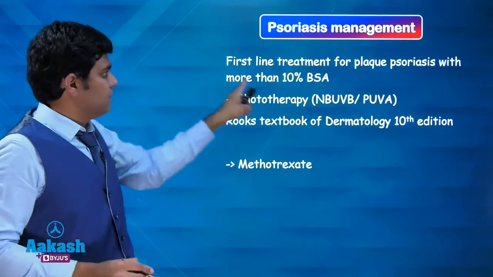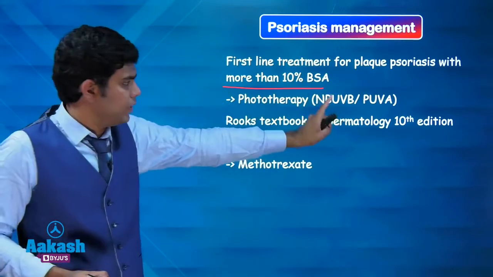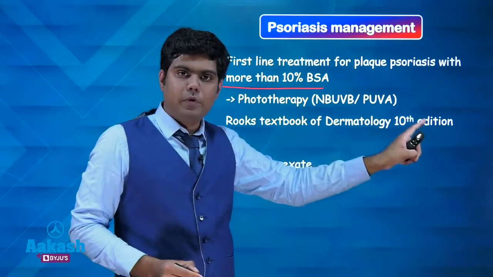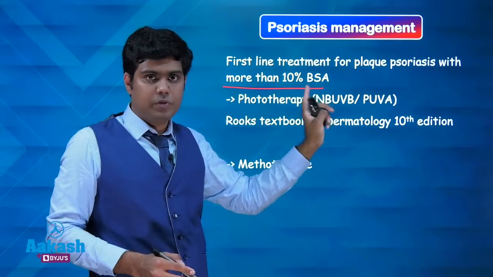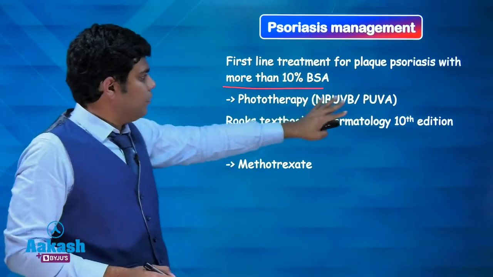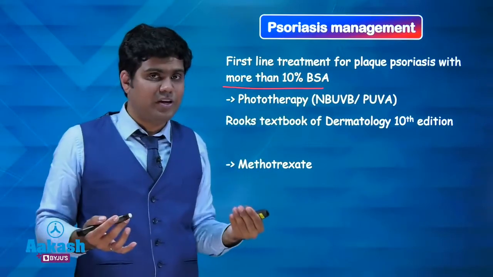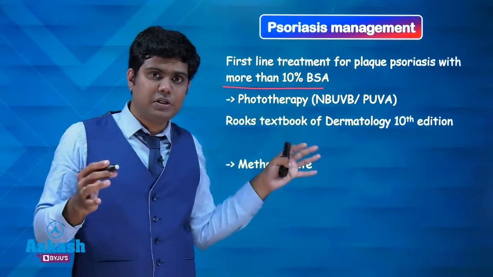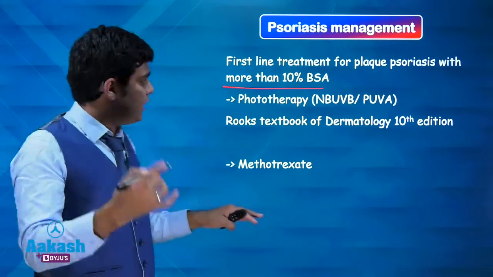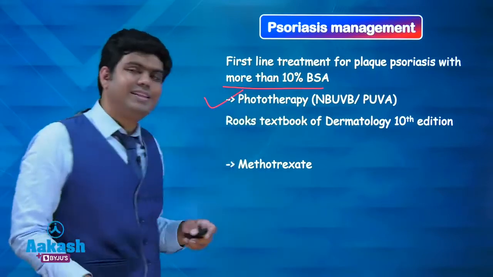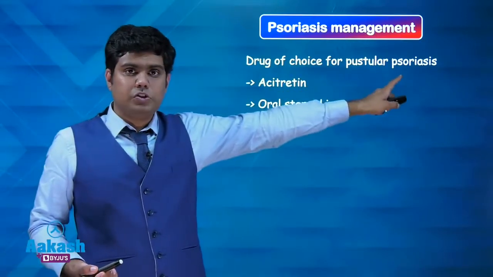Four slides. First line treatment for plaque psoriasis with more than 10% BSA is phototherapy: narrowband UVB, ultraviolet radiation, and PUVA therapy. PUVA therapy and narrowband play a very important role here, but again we are restricted, because these phototherapy machines are not readily available. That's why we prefer methotrexate. But in a question, if they ask you, you should go with phototherapy.